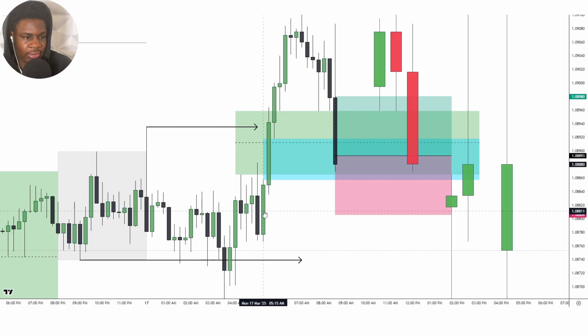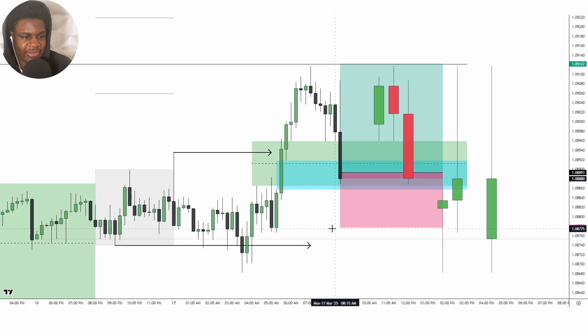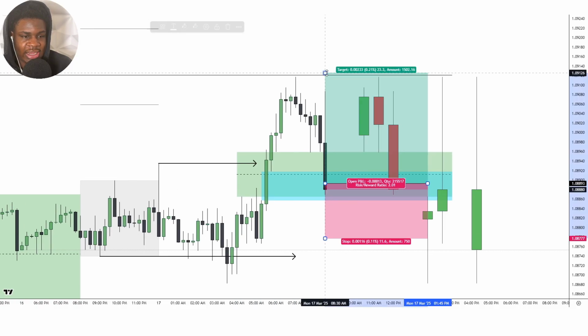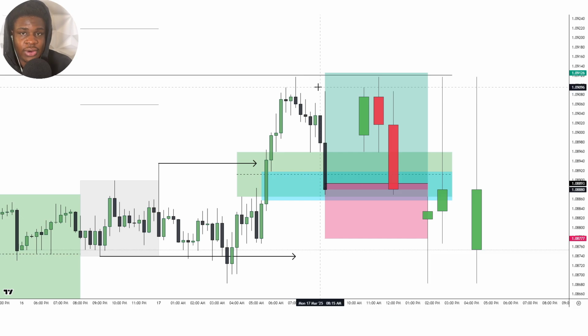So we have this first candlestick right here, this second candlestick right here, and then this third candlestick right here. I'm gonna put my stop loss here just back below the bodies of that first 15-minute candlestick, just so I have a good enough risk to reward to aim for at least a 2-to-1 R.